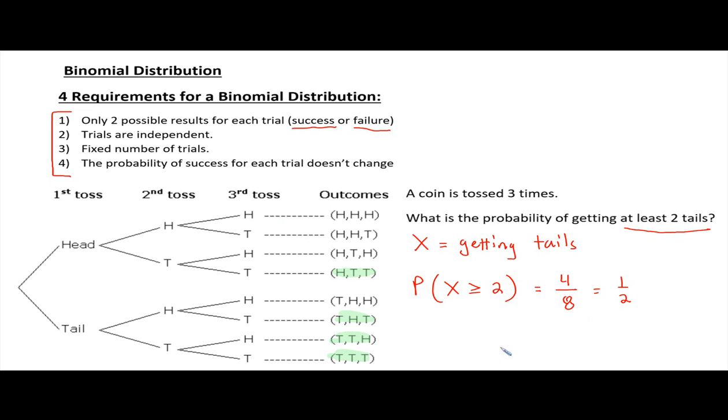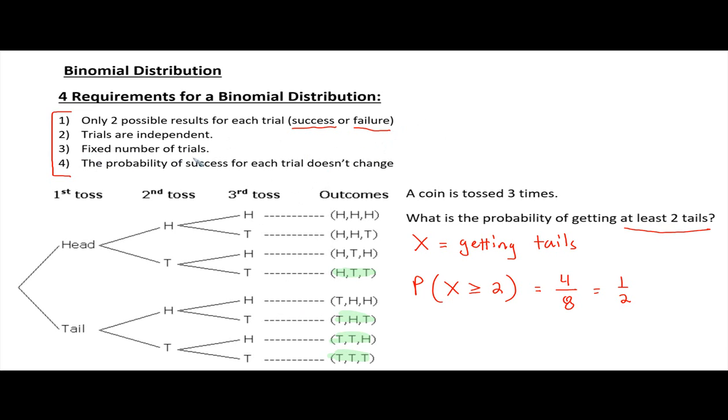Okay, so why is this question considered a binomial distribution? Well, the first requirement, if x is defined as getting tails, so if we flip the coin, we either get tails, which is considered success, or we don't get tails. It's considered failure. We did not get tails. So it meets the first requirement. The second, the trials are independent, meaning whatever happens the first time does not affect the probability of the second event. So when we flip the coin the first time, whatever happens, it doesn't affect the probabilities when we flip the coin the second or third time. So it meets the second requirement.